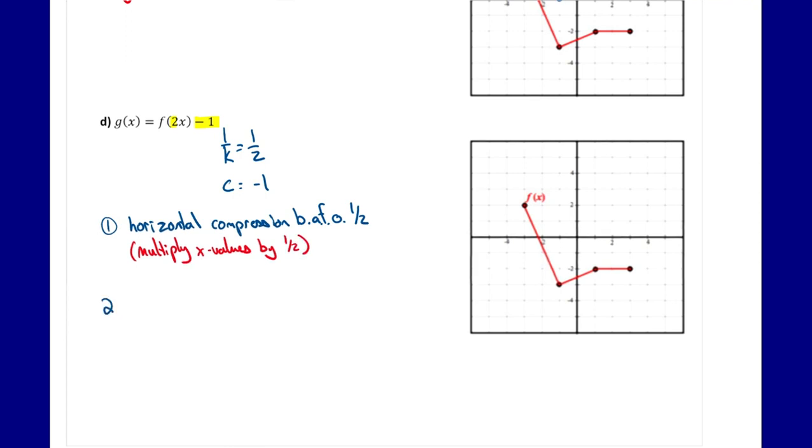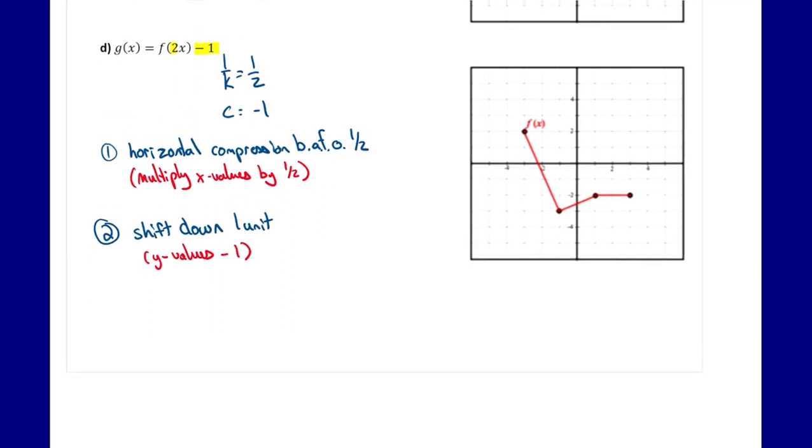And lastly then, for my y values, I have a c value, which tells me that I shift down 1 unit. Or I take my y values, I subtract 1. So when we're dealing with multiple transformations, it can be a little bit hard to draw what our transform function is going to look like.